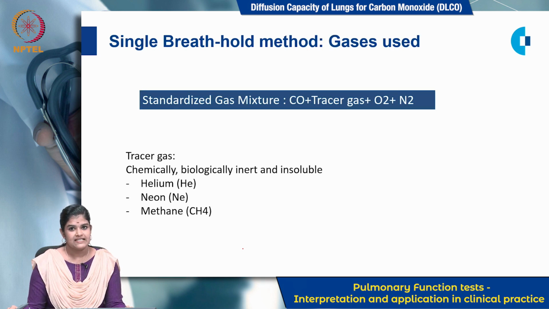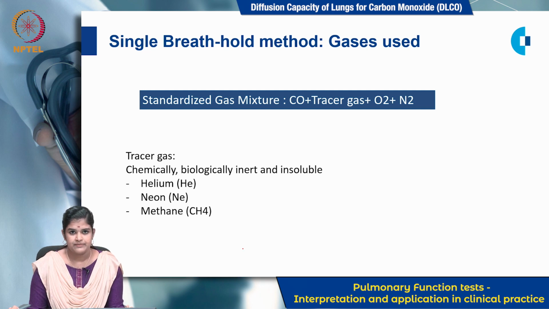So what are the gases that we are going to use for the single breath hold method? We are going to use a standardized gas mixture which is composed of carbon monoxide, a tracer gas, oxygen and nitrogen. Tracer gas is nothing but a chemically and biologically inert and insoluble gas that is used to estimate the amount of alveolar volume.